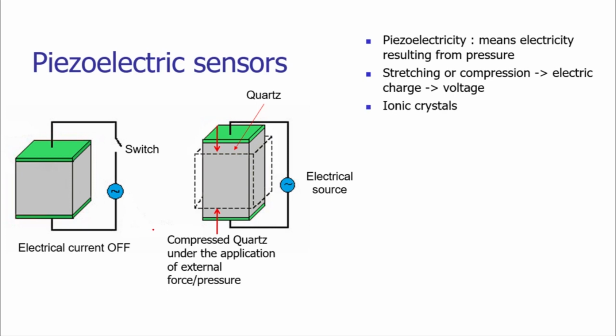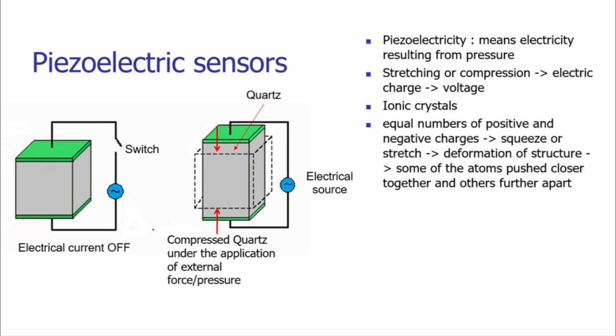These materials have ionic crystals. So what happens when we apply the compressive force on these materials? At the natural stage, at the normal stage, there are equal numbers of positive and negative charges on its surfaces. But when we squeeze them, or when we apply pressure or a force over these materials, there is deformation of the structure.